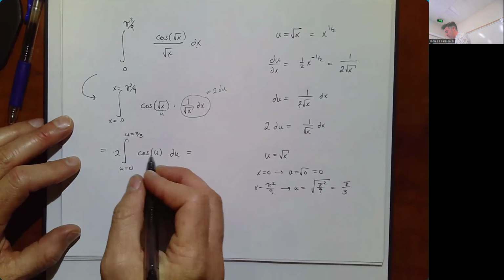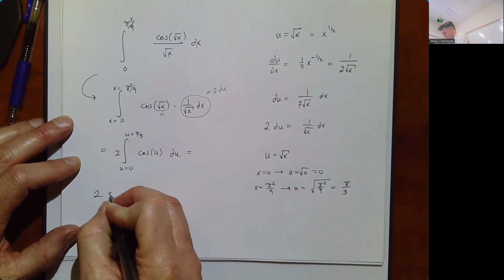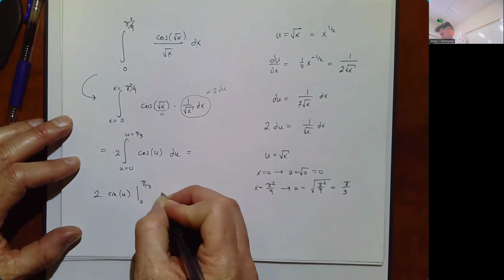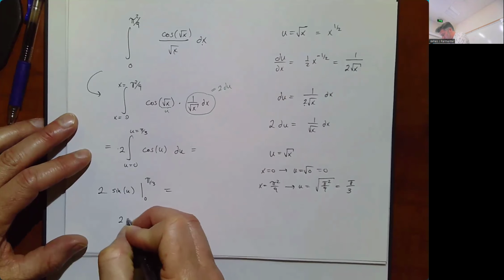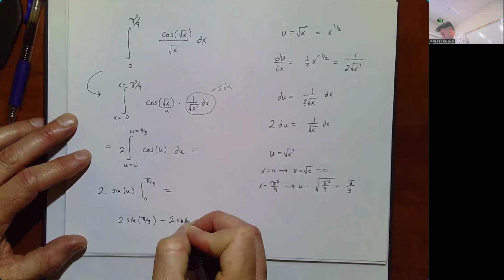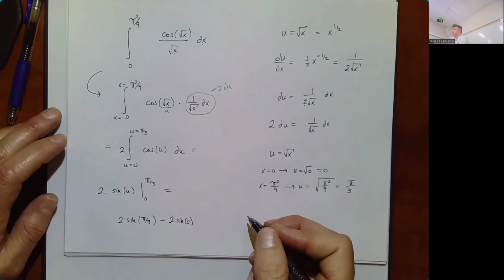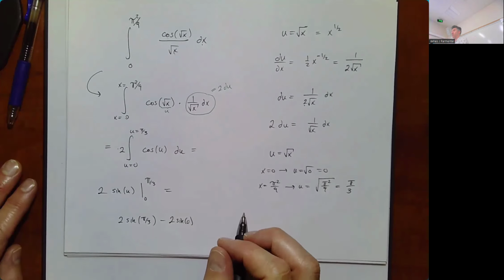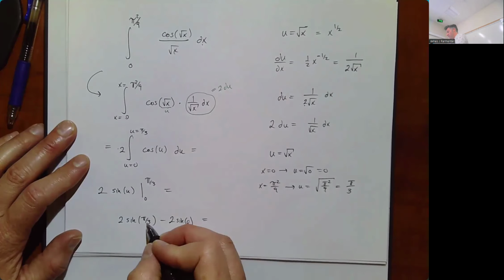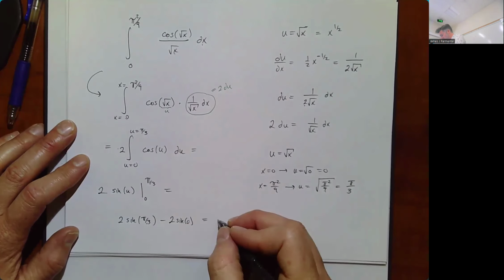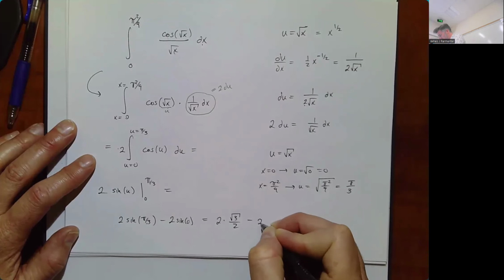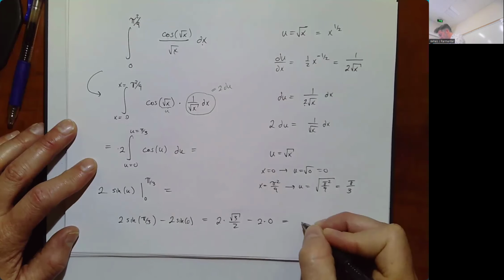Okay, so then we anti-differentiate. We get 2 times sine of u from 0 to pi over 3. And then we plug in and we get 2 sine of pi over 3 minus 2 sine of 0. The expectation here is that we do evaluate these. These are angles we're capable of finding the sine values of. Sine of pi over 3 is root 3 over 2. Sine of 0 is 0. So this simplifies to just the square root of 3.